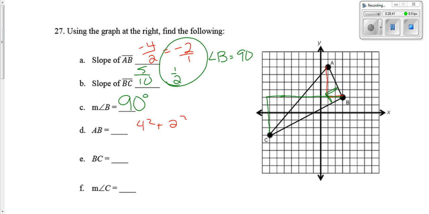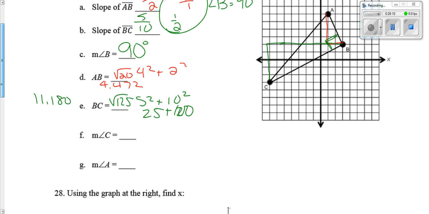Which is the square root of 20, which is 4.472. All right. So then for BC, that was 5 squared plus 10 squared, 25 plus 100. So that's the square root of 125, which is approximately 11.180.